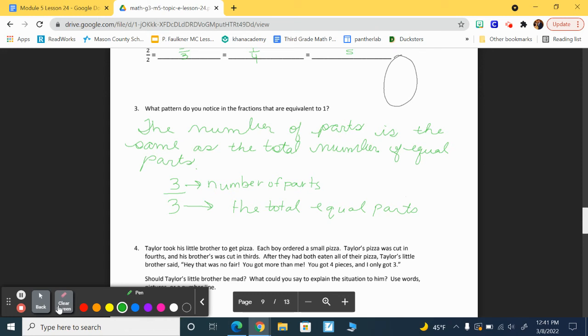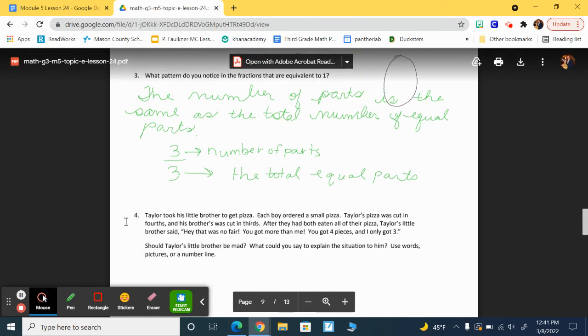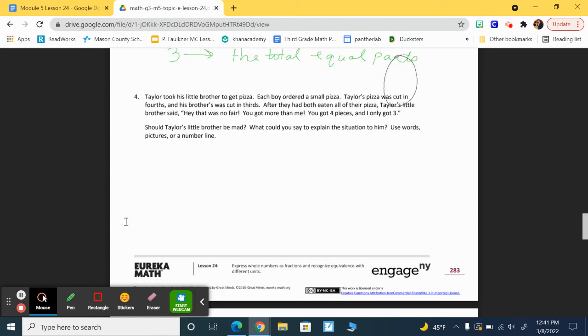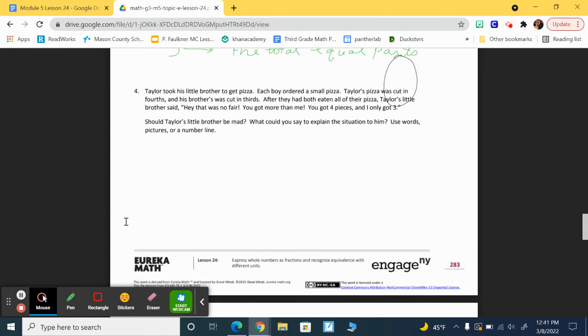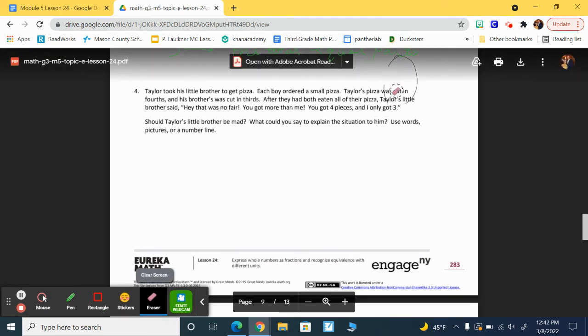Takes me a little longer to write. Okay, so just remember the numerator is the number on top, the denominator is the number on the bottom, and when those two numbers are the same, they will always equal 1. All right, looking at 4, Taylor took his little brother to get pizza. Each boy ordered a small pizza. Taylor's pizza was cut in fourths and his brother's was cut in thirds.